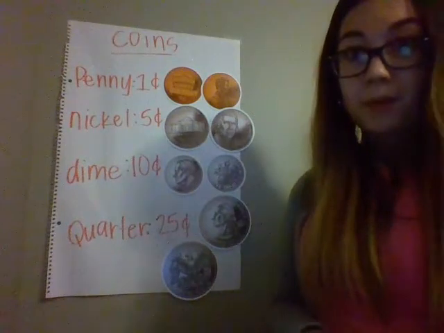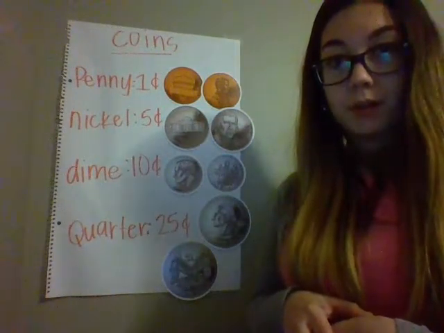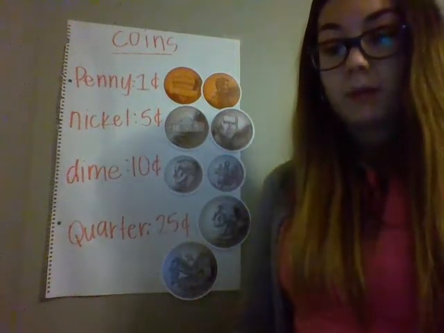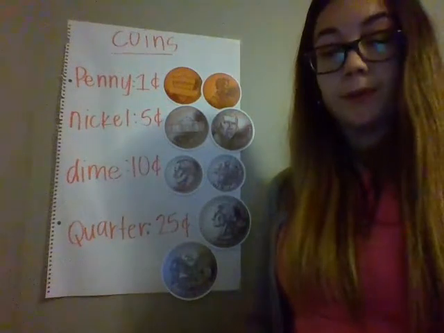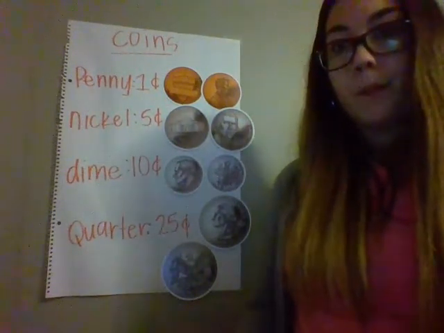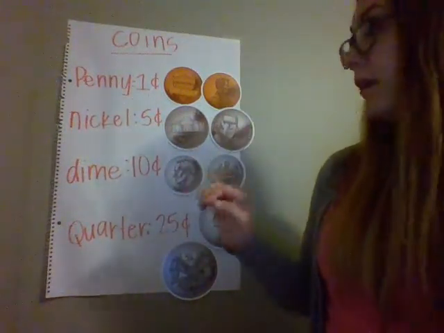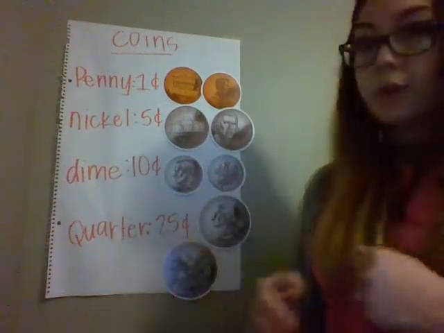If you need help when you go to work on your worksheet, you can come back to this video and pause it on the full chart, or go back to when we talk about all of our different coins, because I know sometimes coins can be tricky. It's a lot to remember. But pennies are worth 1, nickels are worth 5, dime is worth 10, and then a quarter is worth 25.